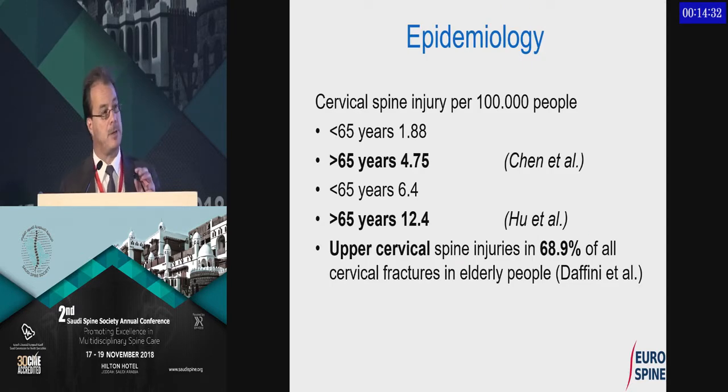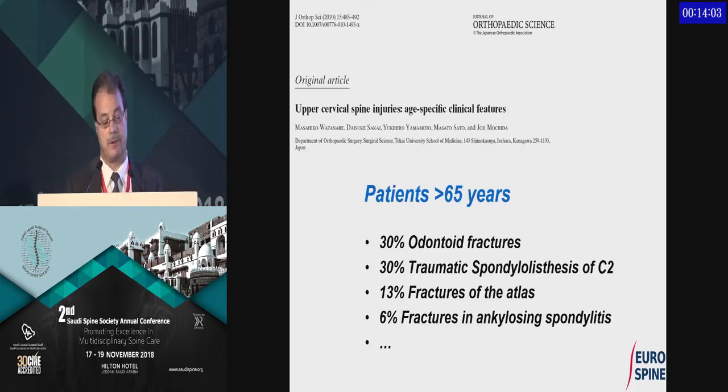If you look at the epidemiology of cervical spine fractures, it becomes evident that above the age of 65 years, these injuries are much more pronounced and more common than in the lower age groups. And if you look at the upper cervical spine injuries, they are almost 70% of all cervical fractures in the elderly. So we are dealing, in the majority of these cases, with upper cervical fractures.